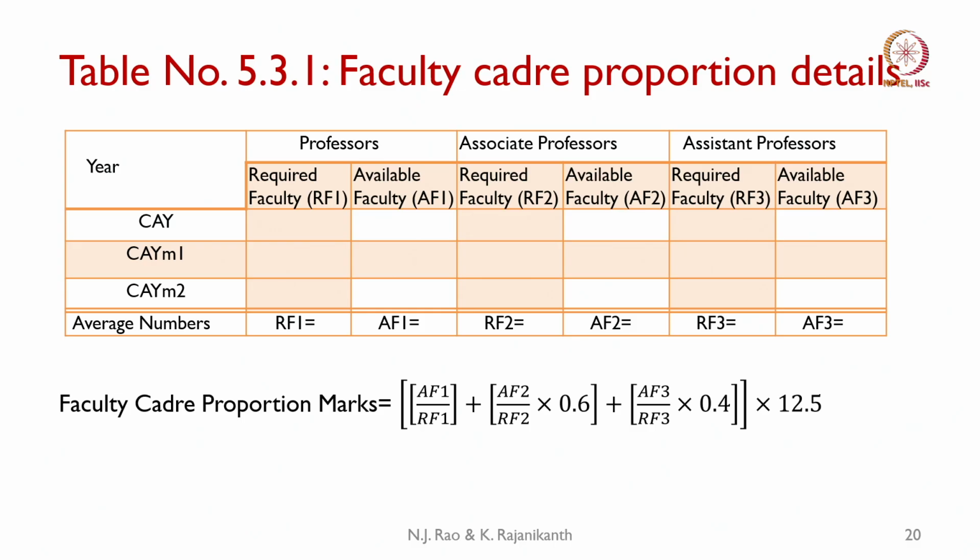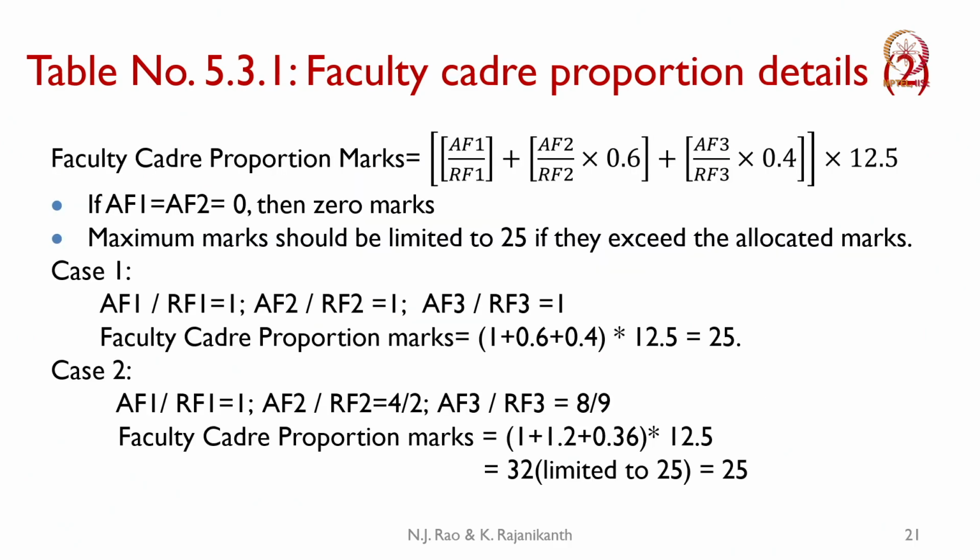Here there are some interesting remarks that you should make, in the sense that AF3 by RF3, if it is more than 1, that is we have more assistant professors available than the required number, then that number can go up. And when you multiply it by 12.5, the value can go up even if you do not have professors or associate professors, but that is not permitted. There are some restrictions on how this formula is to be used. So, one must be very careful about these restrictions. Okay.